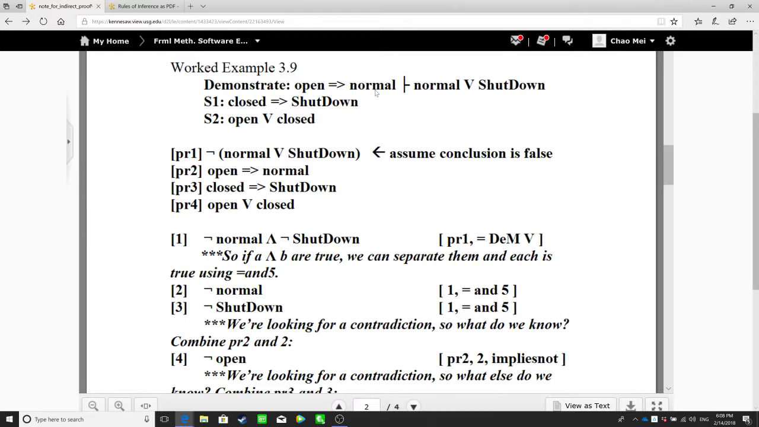Okay, it's another premise, so that we have those four things here. PR1, PR2, open implies normal, and also the negation of the conclusion. So negation, normal or shutdown. So we have these four things: PR1, PR2, PR3, PR4. We assume all of them are true, from the premises and the conclusion. Conclusion is false. Negation conclusion is true. And then the premises are all true.